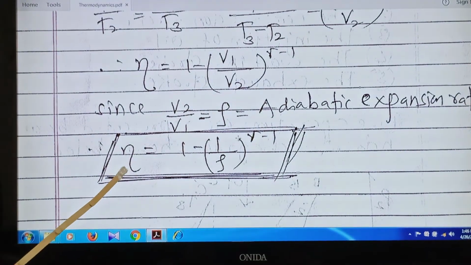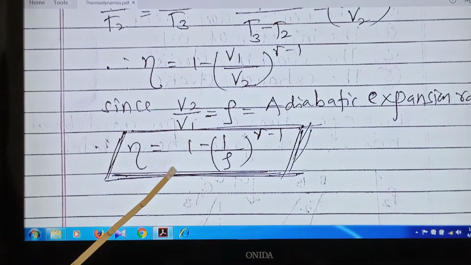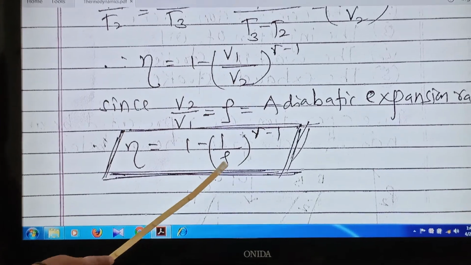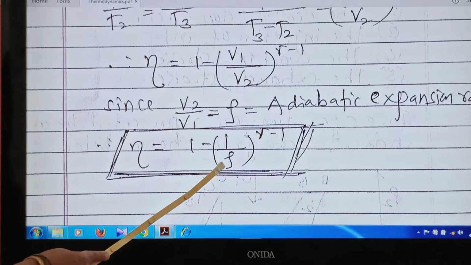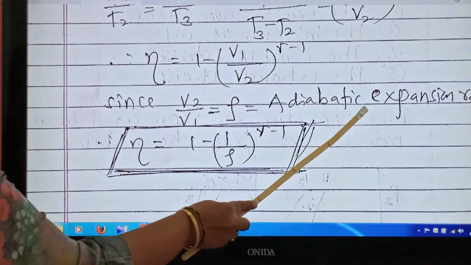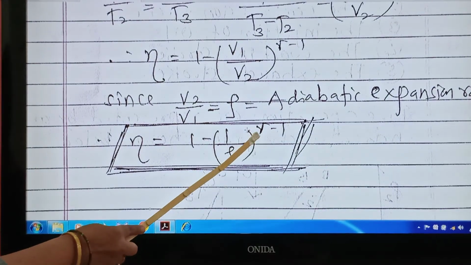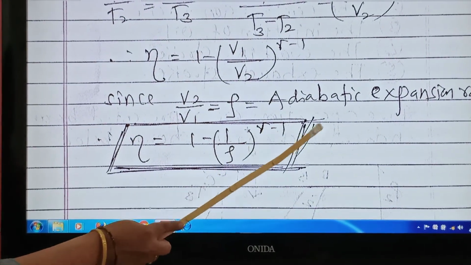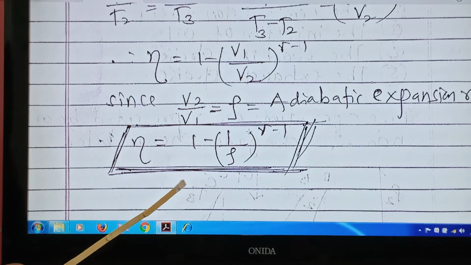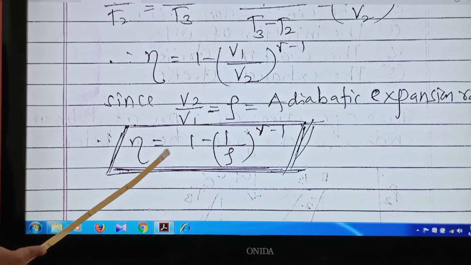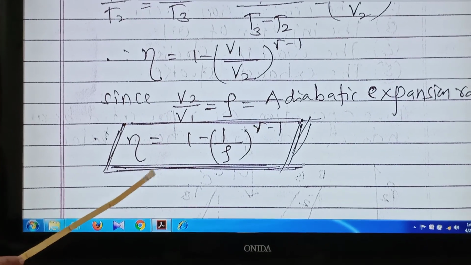So this is the expression for the efficiency of the Otto engine, and rho is called the adiabatic expansion ratio. Gamma is called the ratio of specific heats. This is the expression for the efficiency of the Otto engine.